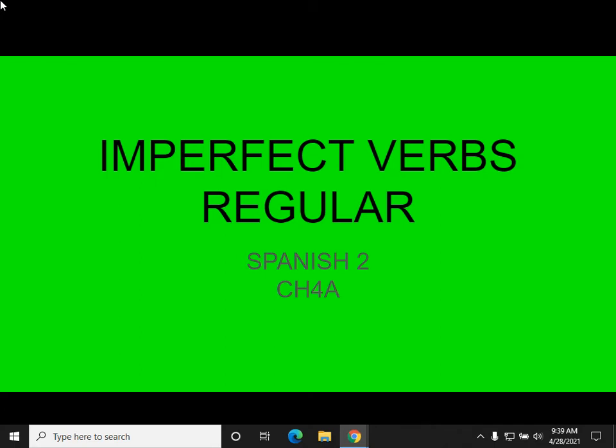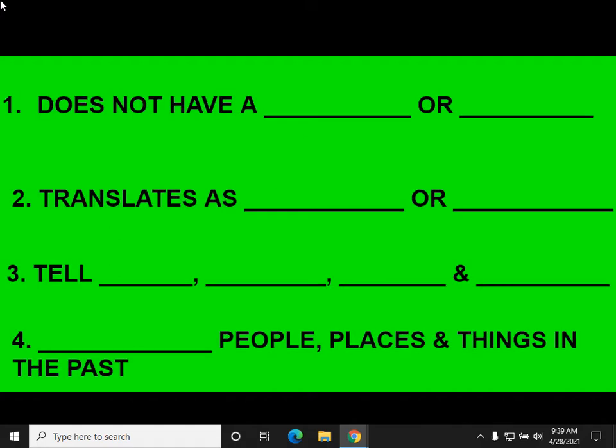Past, okay? So we've learned the preterite, which was when I said I went to my grandma's or I visited the store. Okay, this is going to tell me something that used to happen. So first let's fill in the blanks up here.